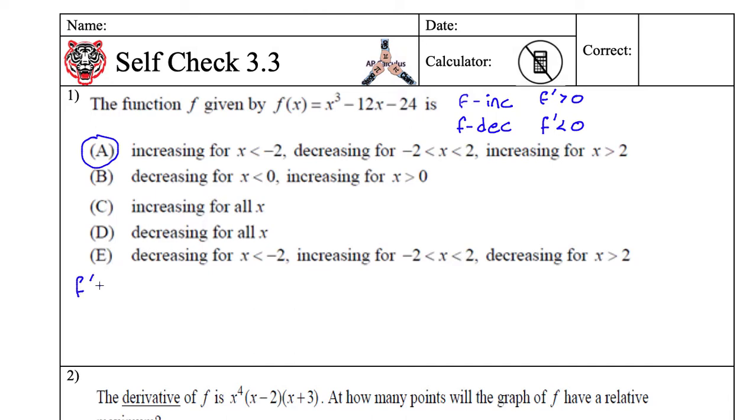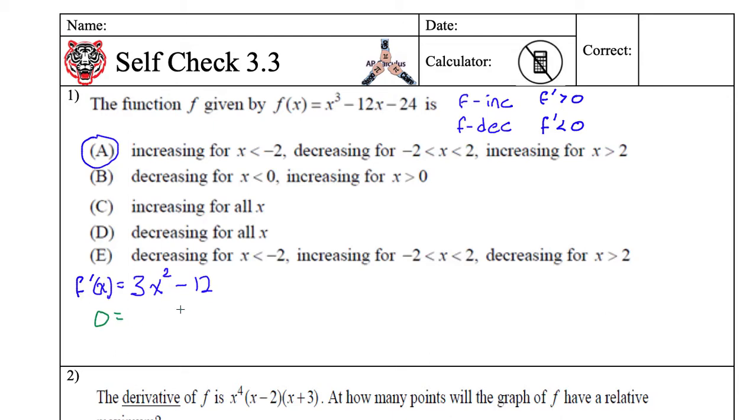F prime of x is equal to, the 3 is going to come down in front, and it's going to be 3x, and then the exponent goes from 3 minus 1, which is 2, minus 12, and then 24 is a constant, so there is nothing there. Now we need to set this equal to 0 to find where it's greater than 0 or less than 0, so essentially we're finding the critical values now. So let me switch to a different color. We are now saying that 0 is going to be set equal to 3x squared minus 12, and I can actually factor this a little bit more.